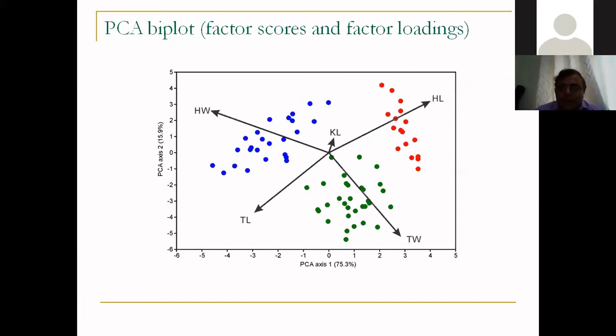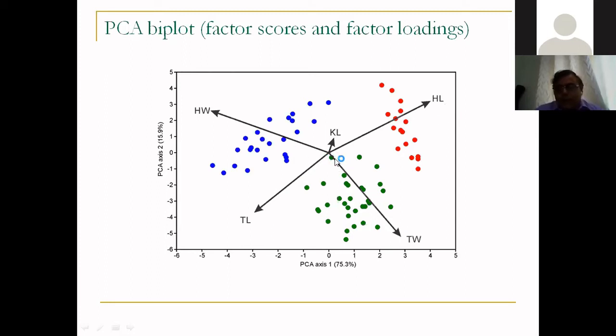This graph is telling me that head length is increasing in this direction. Can you see I have actually drawn it as an arrow because this is a vector. So it is increasing in this direction, which means that as compared to the blue and the green organisms over here, the red organisms have larger heads. And blue and green ones have smaller heads. That's why they're going on the negative side of HL, and red one is going towards the positive side of HL.